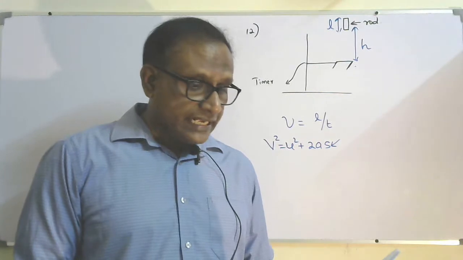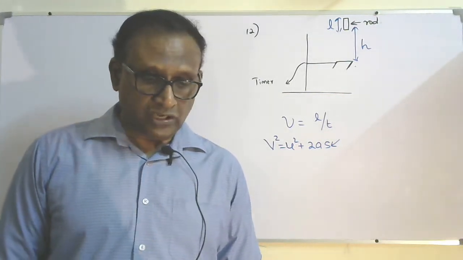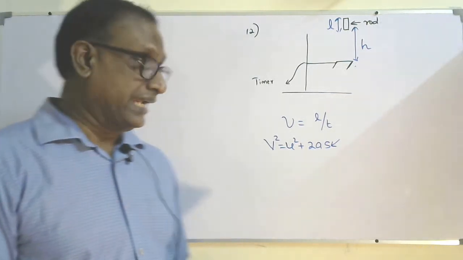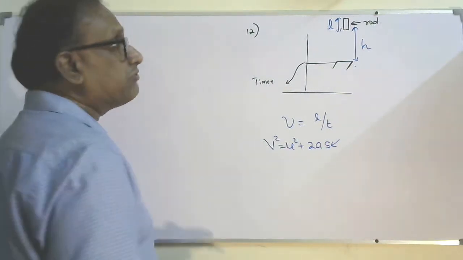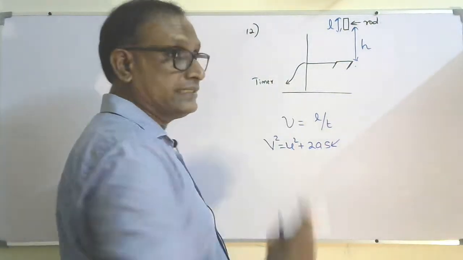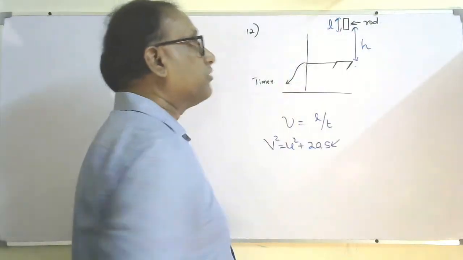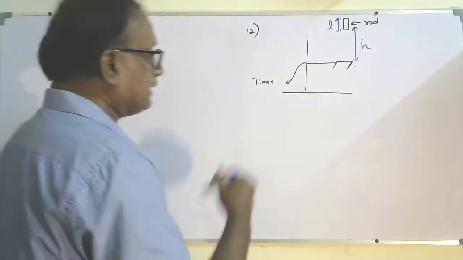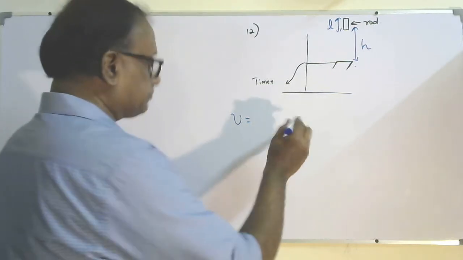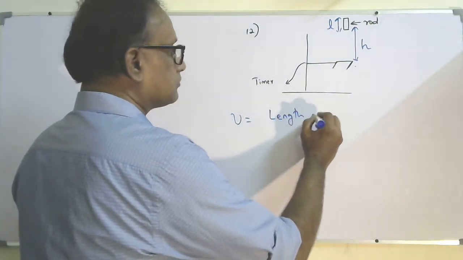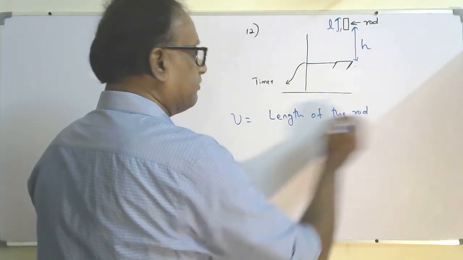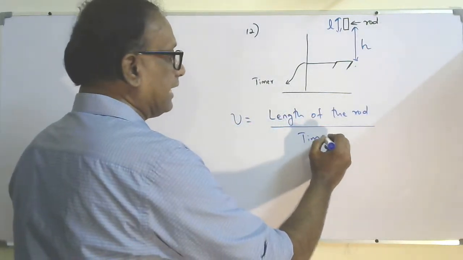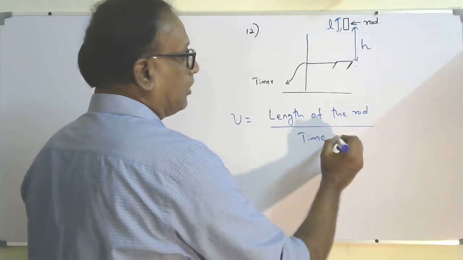Okay, second question. Describe how the velocity v of the wooden rod as it passes through the light gate can be determined accurately. I already said that if I know the interruption time, which is recorded by the timer, and if I know the length of the rod, I can find the velocity of the rod when it passes through the light gate. It is given by the length of the rod divided by the interruption time. I can say time recorded by the light gate, or time of interruption.